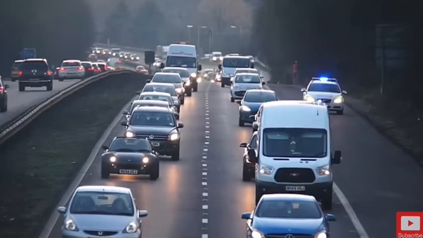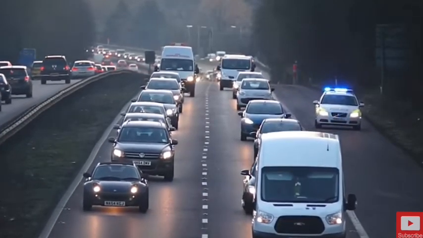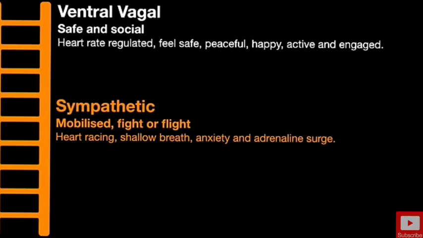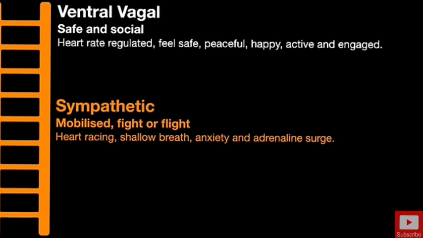She suddenly hears the sirens of a police car coming from behind her and has the thought, have I done something wrong? Her heart rate starts to race. Her breathing is now short and shallow. She feels anxious and experiences a strong rush of adrenaline. Sarah is now in the sympathetic branch of her autonomic nervous system. Her fight or flight response has been triggered, and the world suddenly feels like a dangerous place.